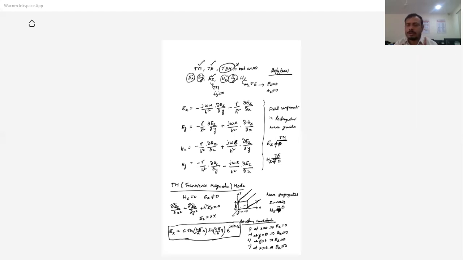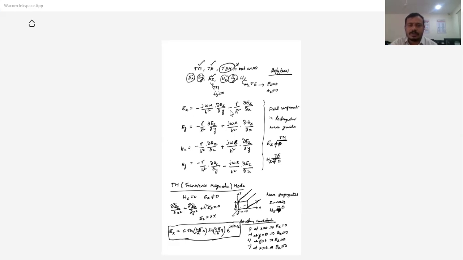So I already told you that 2 modes exist in the rectangular waveguide. One is the TM mode, the other is the TE mode. Right? So transverse magnetic mode and transverse electric mode. In these 2 cases, we need to express all these 6 components.